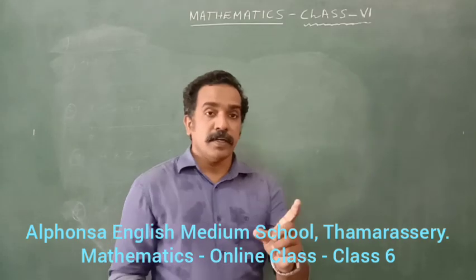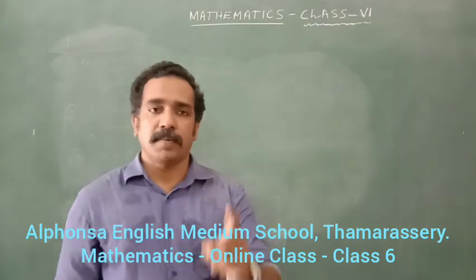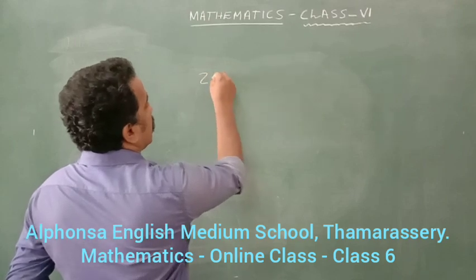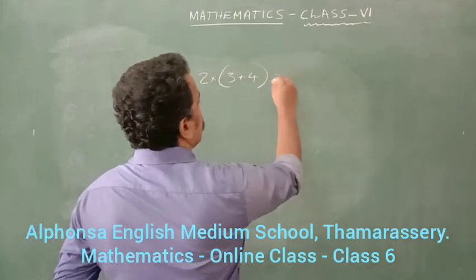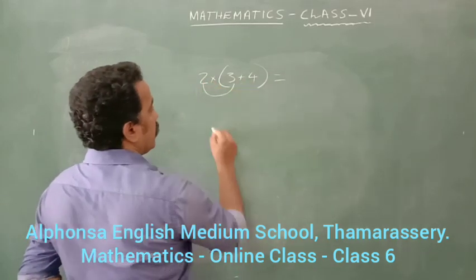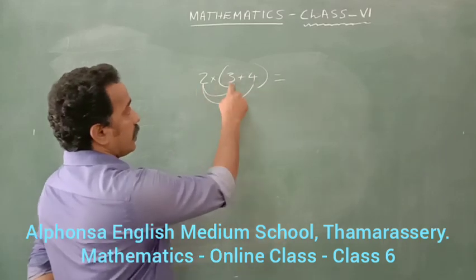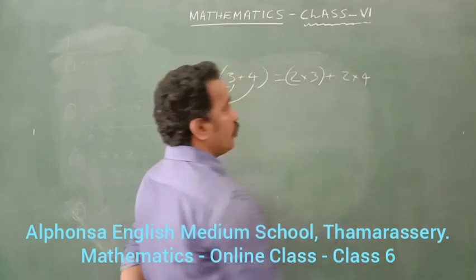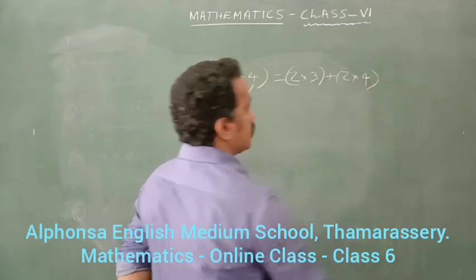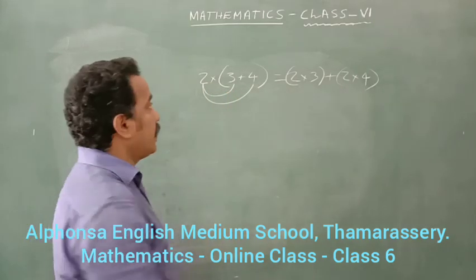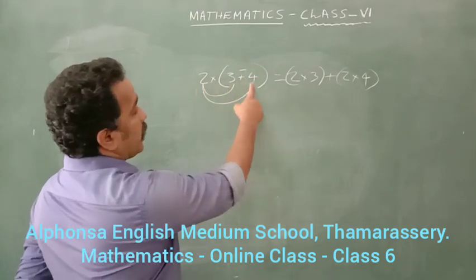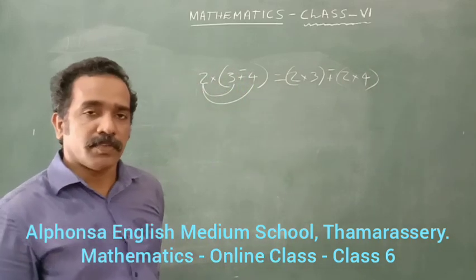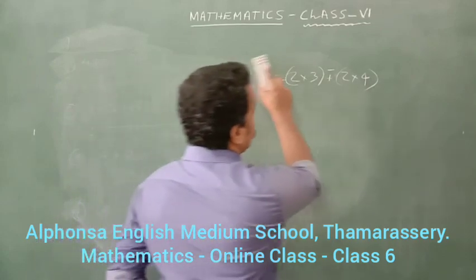Then we studied another property, the distributive property of multiplication over addition and multiplication over subtraction. That is, when you multiply 2 into 3 plus 4, instead of this we can write 2 into 3 plus 2 into 4. 2 is distributed to 3 and 4. This property is called the distributive property of multiplication over addition. If it is 2 into 3 minus 4, then 2 into 3, here instead of plus it will be minus. That is the distributive property of multiplication over addition and subtraction.